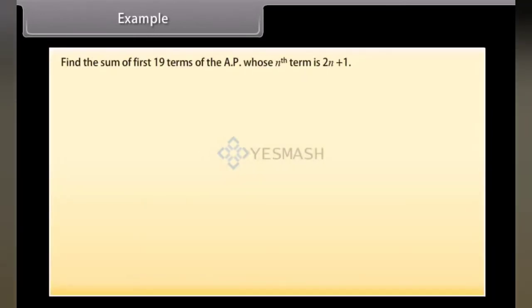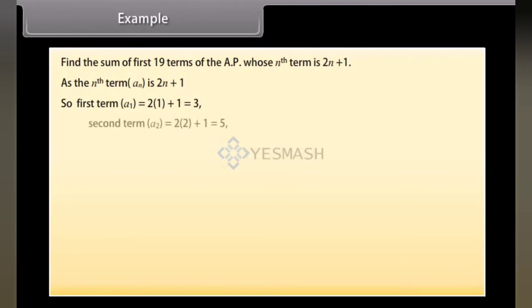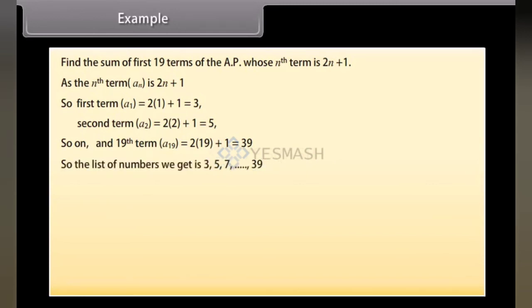Find the sum of first 19 terms of the AP whose nth term is 2n plus 1. As the nth term an is 2n plus 1, the first term a1 is equal to 2 into 1 plus 1, which is 3. Second term a2 is equal to 2 into 2 plus 1, which is 5, and so on. And the 19th term is equal to 2 into 19 plus 1, which is equal to 39. So the list of numbers we get is 3, 5, 7, and so on, up to 39.